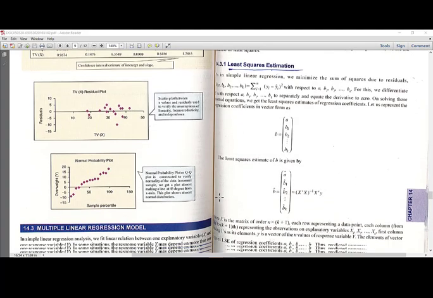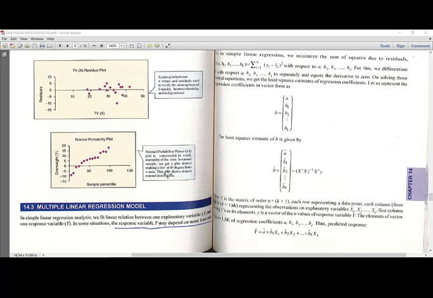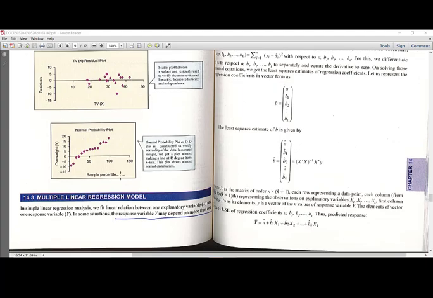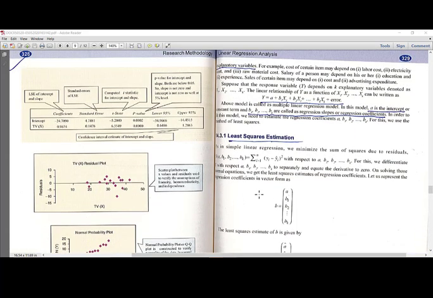Now by this we complete the simple linear regression, where there is one dependent variable y and one independent variable x. But now let us go for the multiple linear regression model. In simple linear regression analysis, we fit a linear relation between one explanatory variable x and one response variable y. In some situations, the response variable y may depend on more than one explanatory variable. For example, the cost of a certain item may depend on labor cost, electricity cost, and raw material cost.